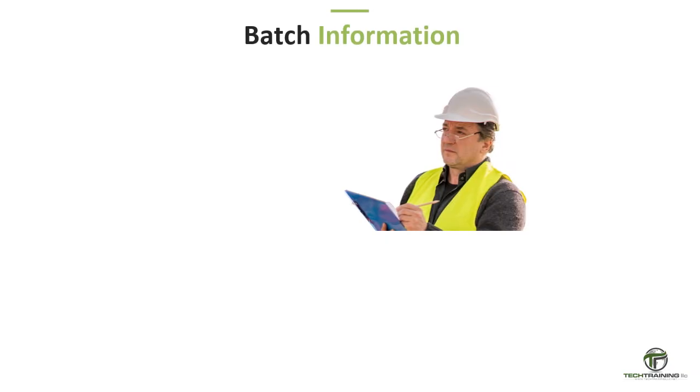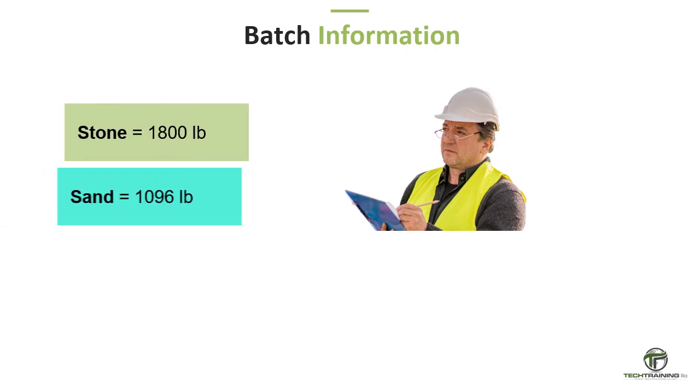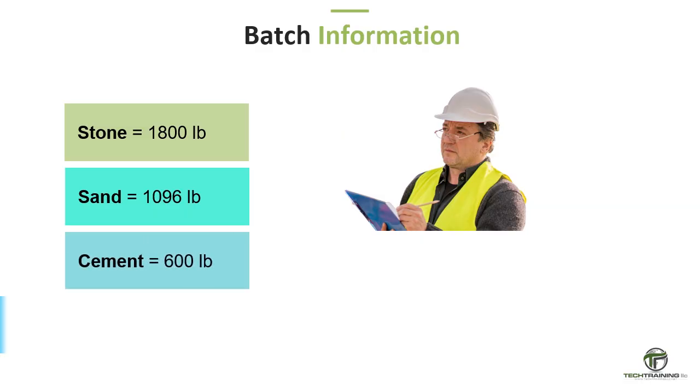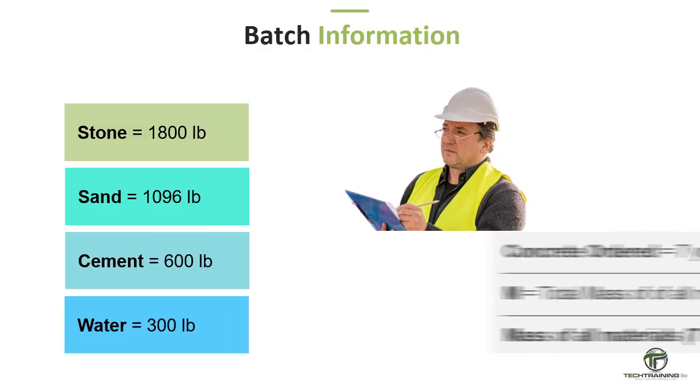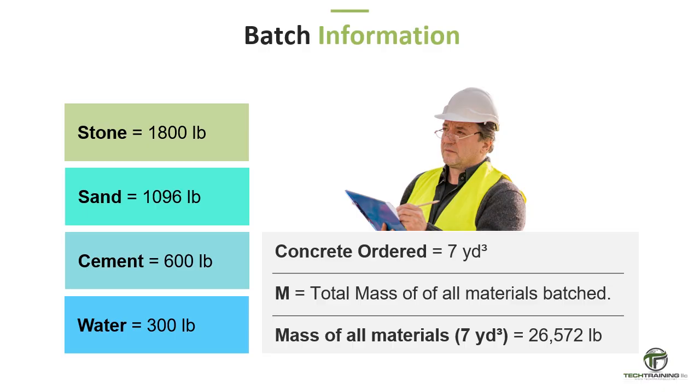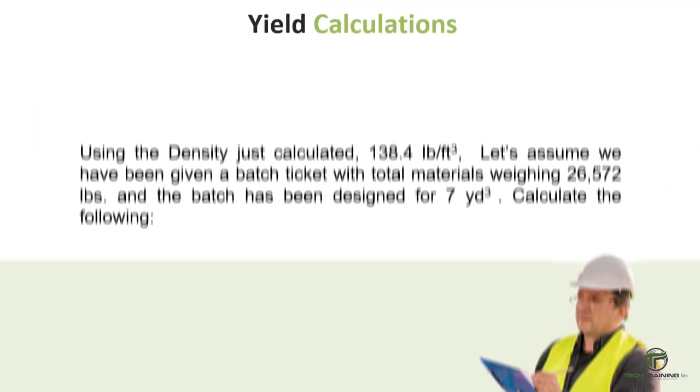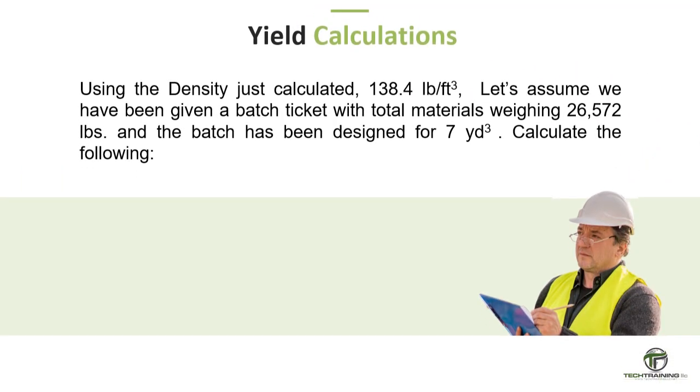Let's assume the unit weight was calculated in the field, and now we have to calculate the yield and final cement content. The concrete was designed for 1,800 pounds of stone, 1,096 pounds of sand, 600 pounds of cement, and 300 pounds of water. Furthermore, we have ordered 7 yards of concrete. So, the total mass of all materials batched in the truck is 26,572 pounds.